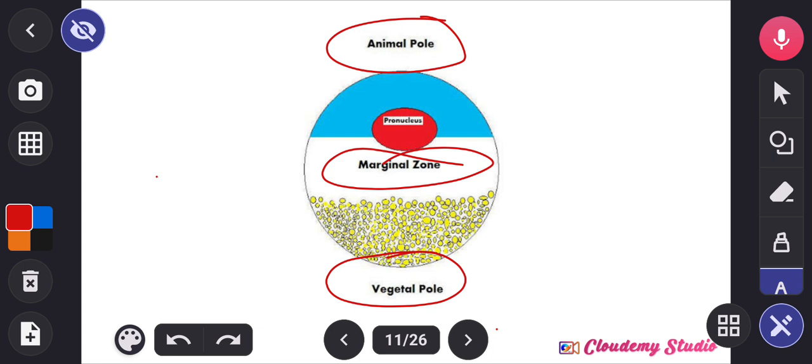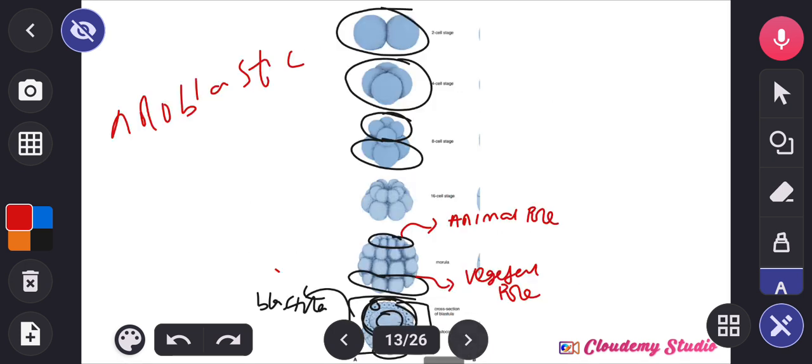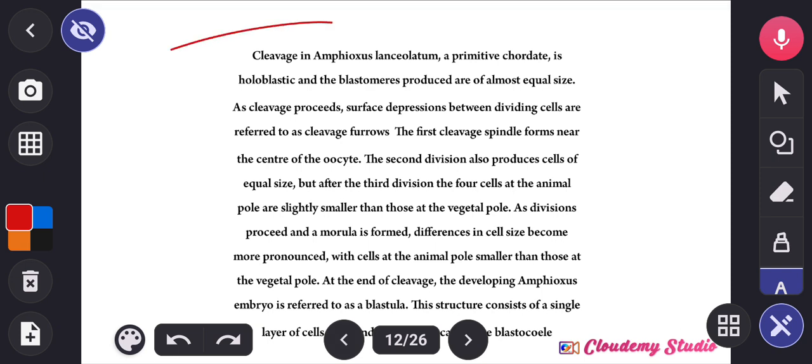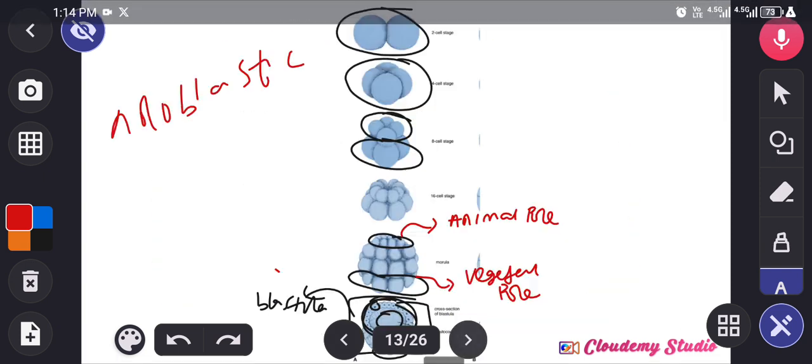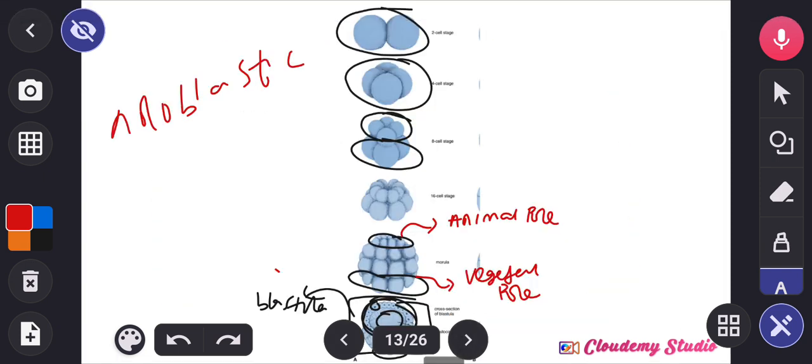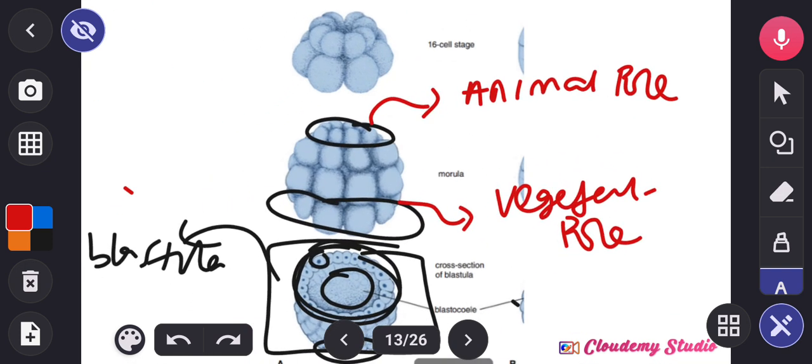So what are the things that we are going to distinguish? This is everything that this particular write-up is trying to say. The cleavage is holoblastic. After the 8 cell stage, you will see that the cells are having different sizes, and the cells at the upper parts, which have smaller cells, are referred to as the animal pole, and the one at the lower parts is referred to as the vegetal pole, and there's formation of a cavity we refer to as the blastocoel. That is basically what cleavage in Amphioxus lanceolatum is all about.